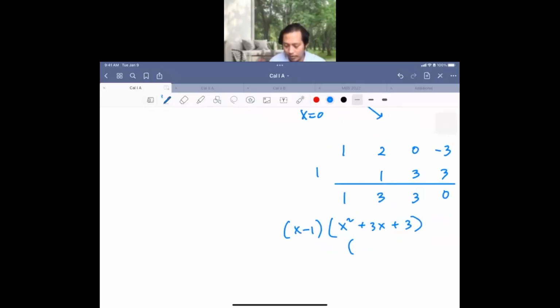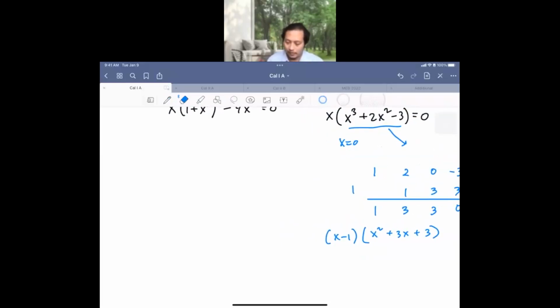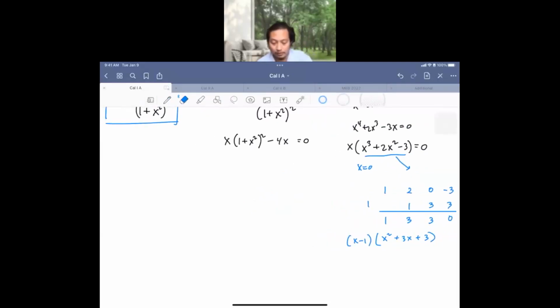And from here, I think we stop here. We cannot really factor it further. But if we take negative 1, can we still have, yeah, we don't have. So x equals 0 and x equals 1 are our critical points.